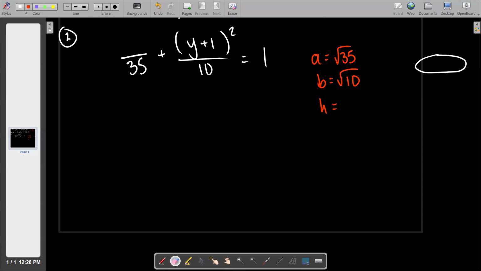X squared is like X minus 0 squared. So you have to remember that when it's just a solo, there's a 0 plus or minus with it. So H is 0. What's K? -1. And then C is.